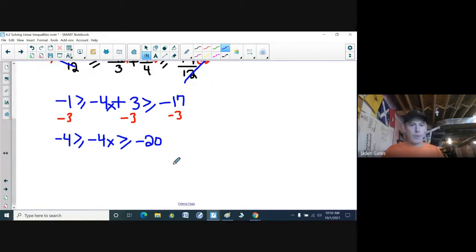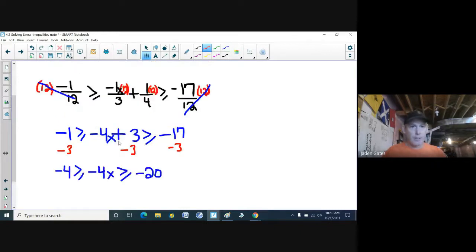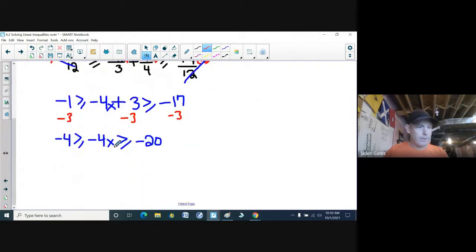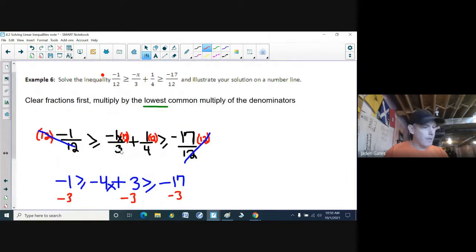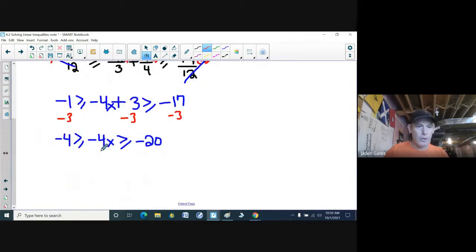All right, so here's where we're at. Now I got to get x by itself. I'm going to have to divide by negative 4. Looks like I changed this question for my formula sheet or my notes. So if I'm going to divide both sides by minus 4, on the left I'm going to divide by minus 4, and on the right I'm going to divide by minus 4. All right, now negative 4 divided by negative 4 is positive 1.